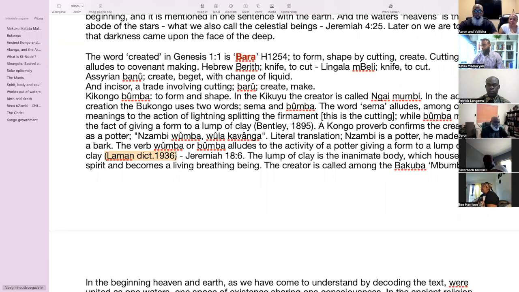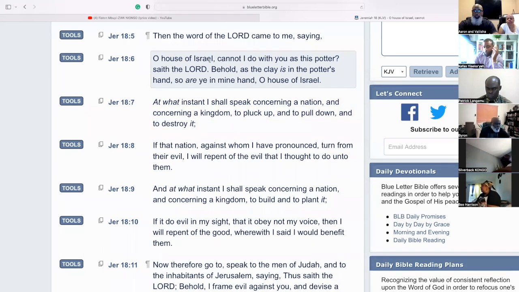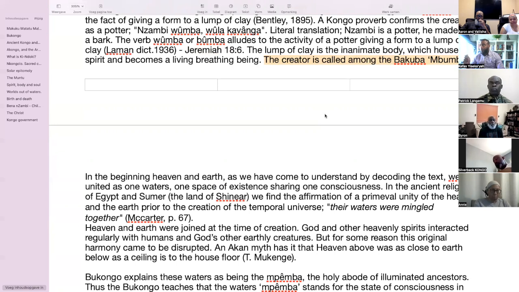All right. And I will show you. Now, Jeremiah 18, let's read this. O house of Israel, cannot I do with you as this potter? Said Tatanzambe. Behold, as the clay is in the potter's hand, so are you in my hand. Bena Isolele, Bena Beto. The creator is called among the Bakuba, who are a Bantu tribe in Congo, in DRC, the Bakuba.